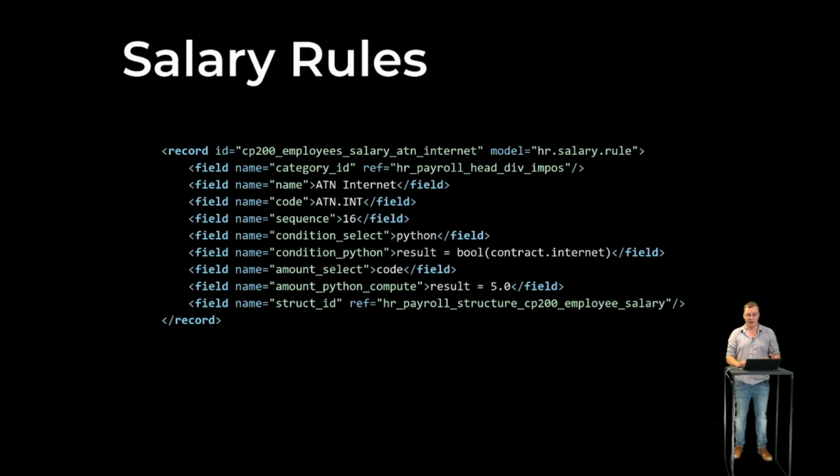The amount computation is computed with the Python code, which is 5. Note that we could have set amount select to fixed instead of code, as the amount is in fact a fixed amount. And the rule is, on the last line, linked to the structure to be able to know what lines apply on what structure.